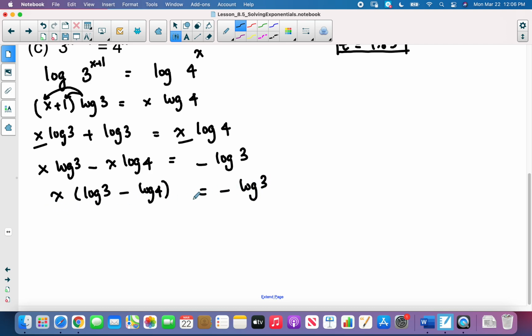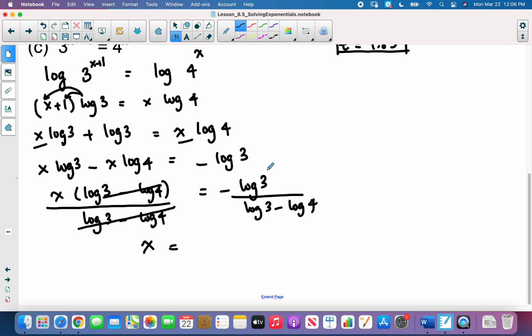And now I can isolate the x, right? I can divide both sides by log 3 minus log 4 to isolate the x. So I get x is equal to this, for which I can use my calculator, and I get the answer as 3.82. Okay.